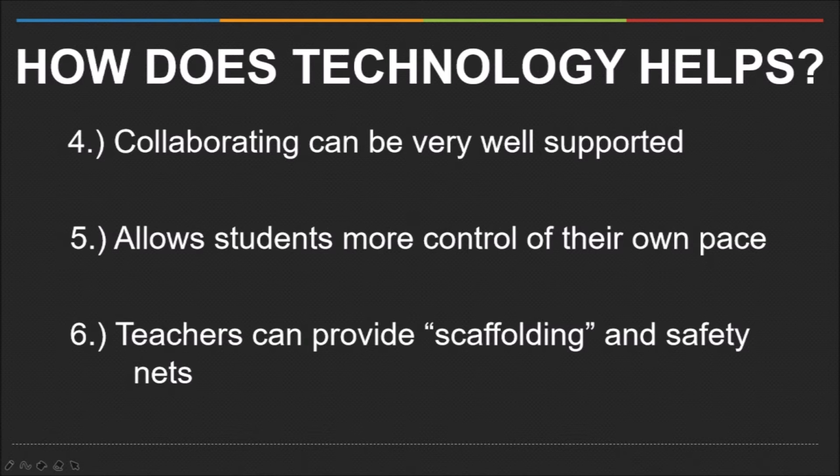Number 4, collaboration can be very well supported. Students can also collaborate virtually. They can connect to their partners or group mates through the use of technology, with applications such as Messenger and Skype. Number 5 is that it allows students more control of their own learning. With the use of technology, students can access any information at any given time or place.